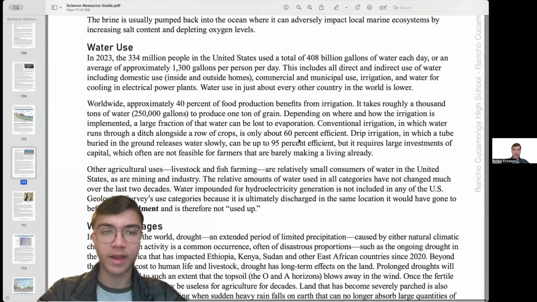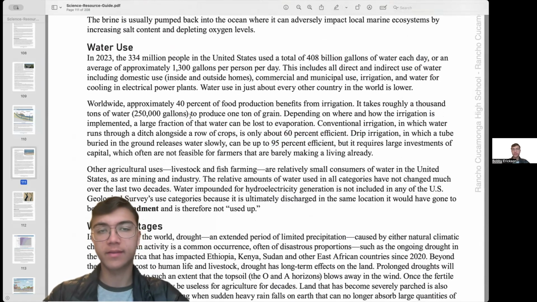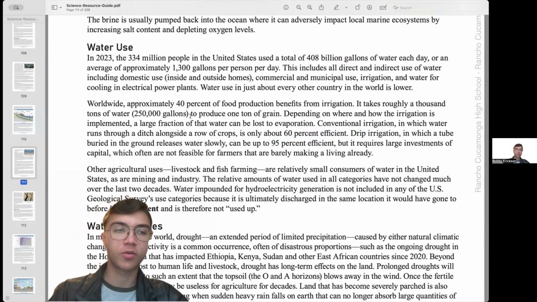Then we have drip irrigation, which actually can be up to 95%, which is very efficient, probably the most efficient. And there's a tube that you bury under the ground, and then it releases the water very slowly. But this is very expensive. So a lot of farmers can't really afford this because they're already trying to make a living off of the crops that they make.